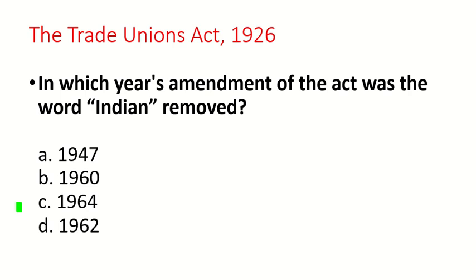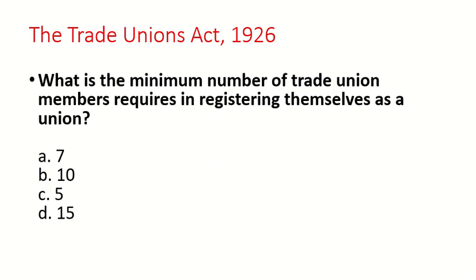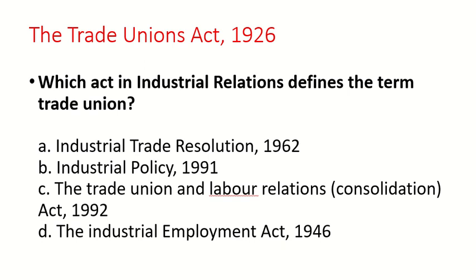Correct answer is 1964. Next one, the Act came into force from: options, 1st June 1927, 1st April 1965, 1st May 1960, 1st April 1962. Correct answer is 1st June 1927. What is the minimum number of trade union members required for registering themselves as a union? Options: 7, 10, 5, 15. Correct answer is 7.